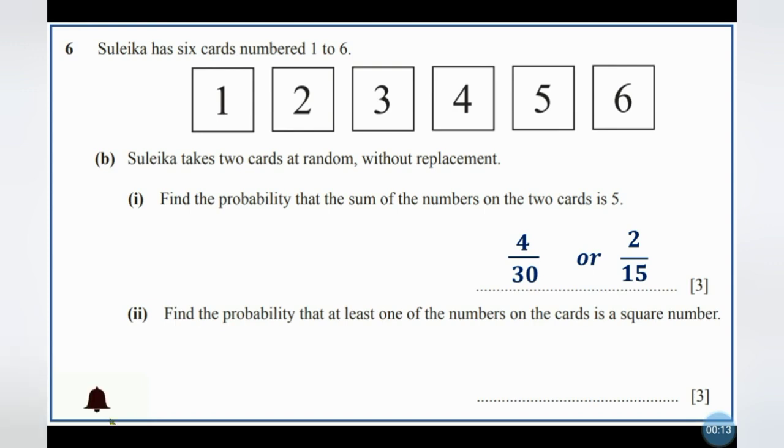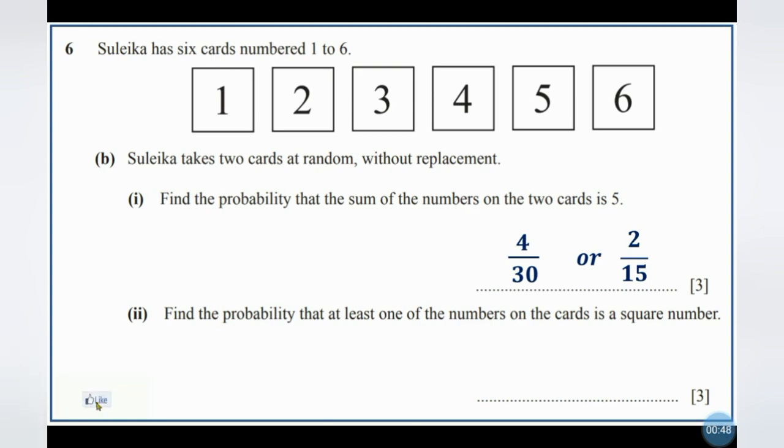Find the probability that at least one of the numbers on the cards is a square number. Remember, square numbers are the result of squaring a number. Example, 1 squared is 1. So 1 is a square number. 2 squared is 4. So 4 is a square number. 3 squared is 9. But remember, 9 is not included in our list of cards. So I will only have 1 and 4.